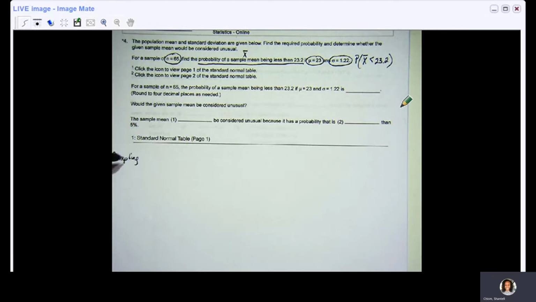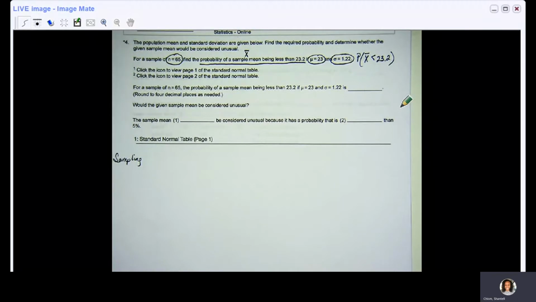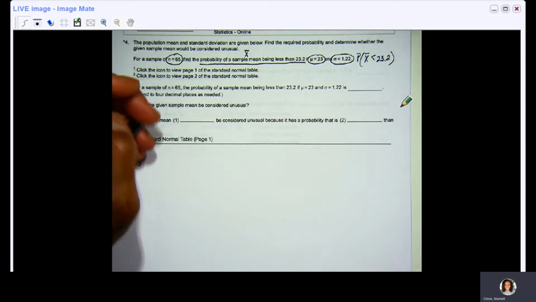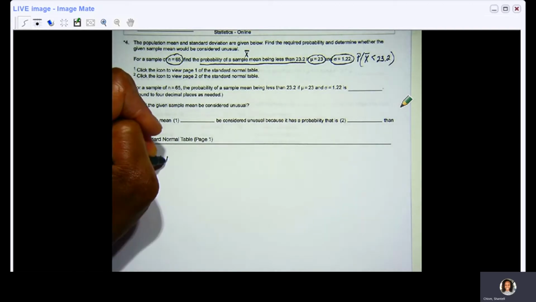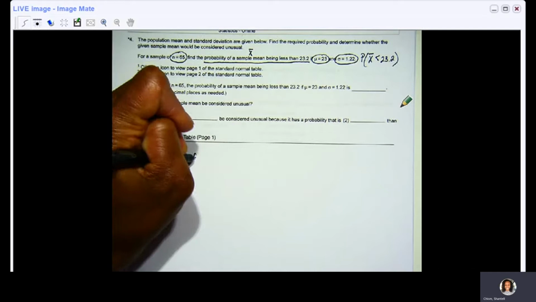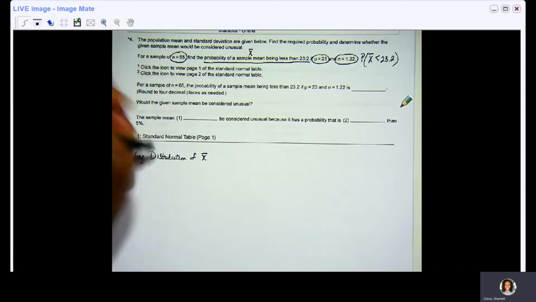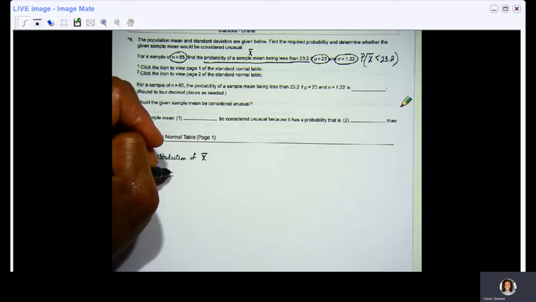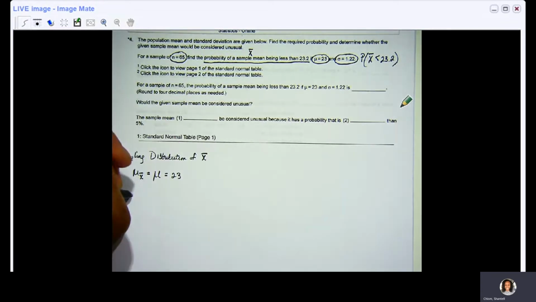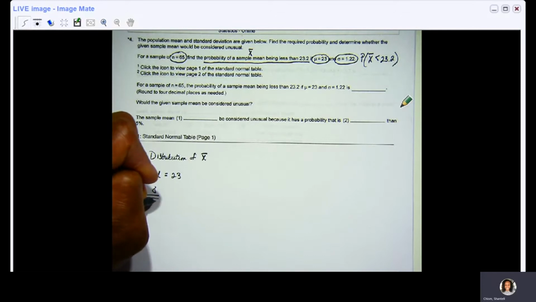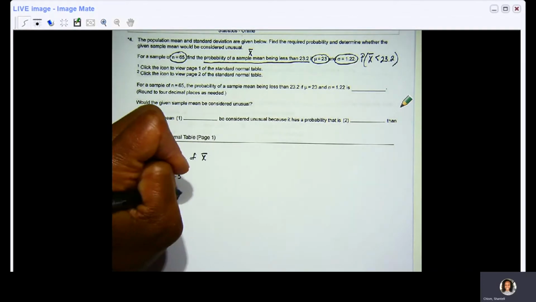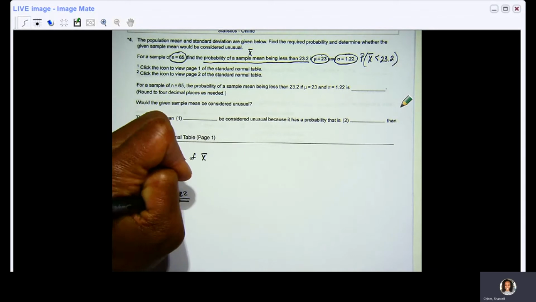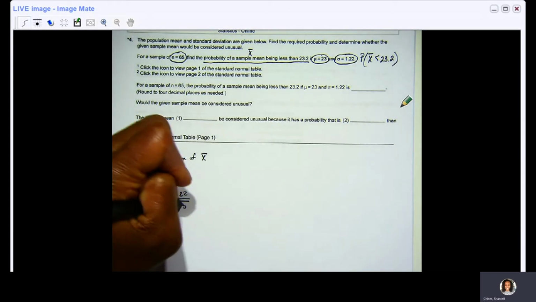We're talking about a sampling distribution for X bar, because remember back in 4.1, this would have just been the probability of X, but here it is X bar. When this is the case, mu sub X bar equals the original mean mu, which is 23, and sigma sub X bar equals the original sigma divided by the square root of n, which is 1.22 over the square root of 65.